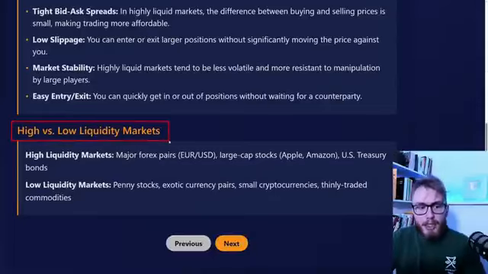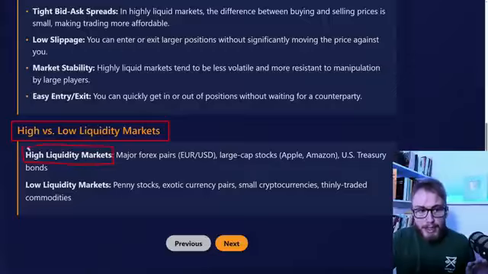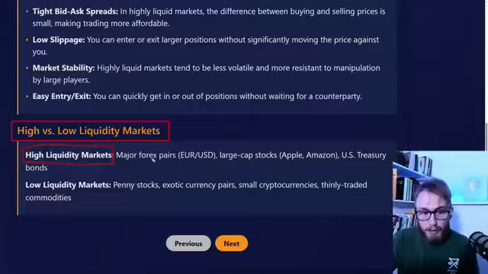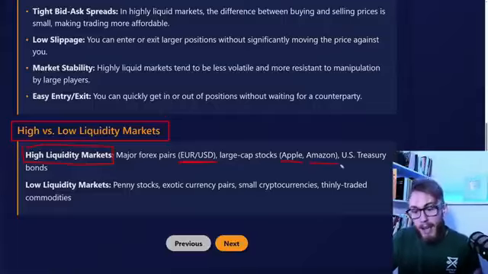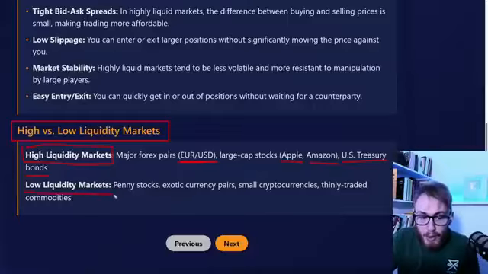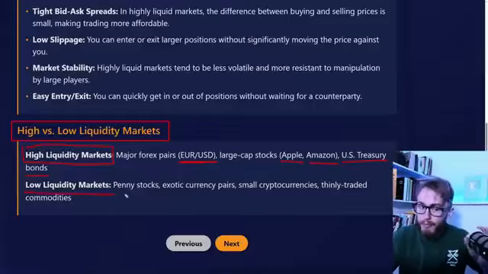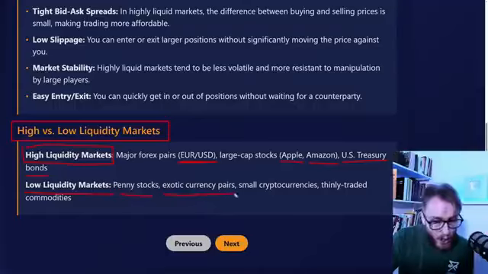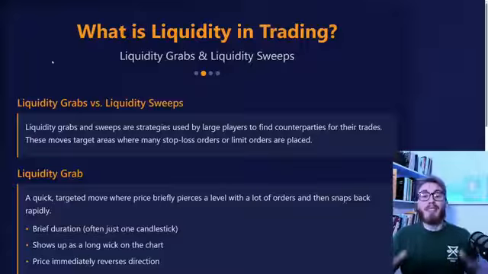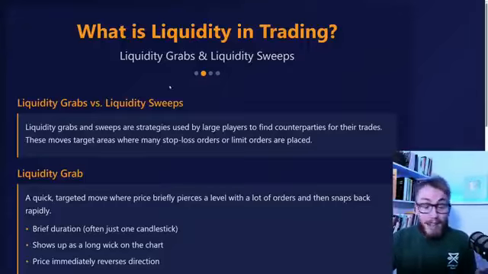But alright, so now let's take a quick look at some high versus low liquidity markets. So some examples of highly liquid markets, or in other words, markets that we can easily get in and out of without moving the price, are, for example, major forex pairs like Euro USD, large stocks like Apple, Amazon, Nvidia, and so on and so on. And we can even talk about markets like US Treasury bonds. While low liquidity markets, as I already mentioned, are, for example, penny stocks, very small altcoins, small cryptocurrencies, and also tinily traded commodities.